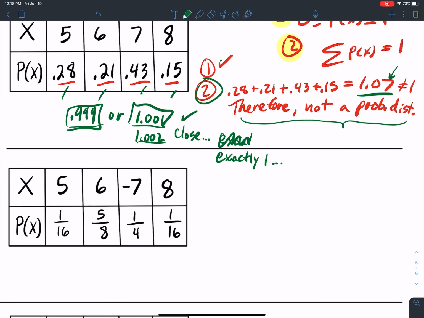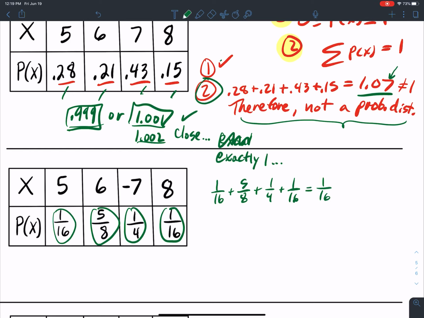In the next one here, I've got probabilities right here. They all look like they're between 0 and 1. If I add them up, 1/16 plus 5 over 8 plus 1/4 plus 1/16. Well, let's see. Common denominator is 16, so that's going to be 10 over 16 plus 4 over 16 plus 1 over 16 plus 1 over 16. 1 and 1 is 2, and then 4 is 6, and then 10 gets me 16 over 16, which is 1. So this adds to 1, okay? So that's number 2 satisfied.